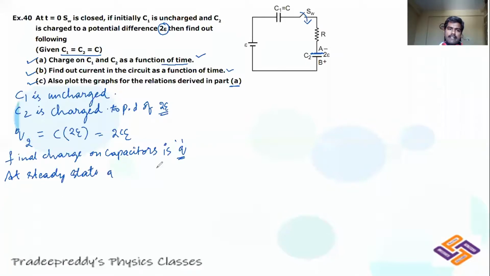So at steady state, Q is the same on both capacitors. Remember that. This is nothing but the equilibrium state, where after a long duration one gets charged and the other one gets discharged, and it attains an equilibrium condition. And at that point, I am considering this is the charge Q which is present on C1 and C2.